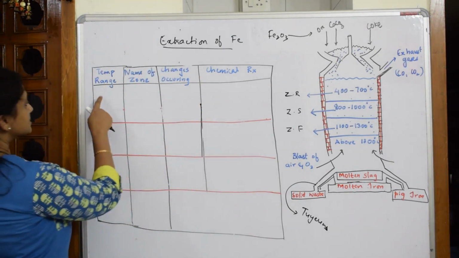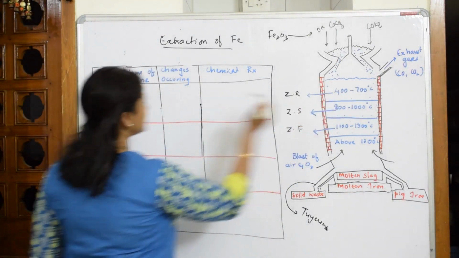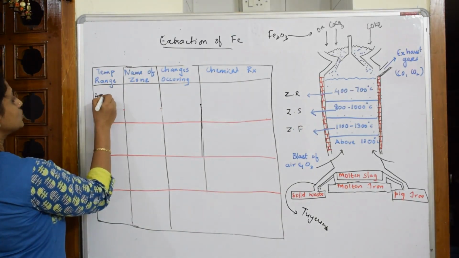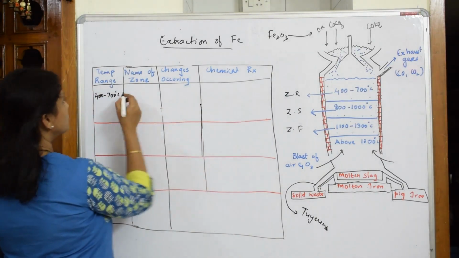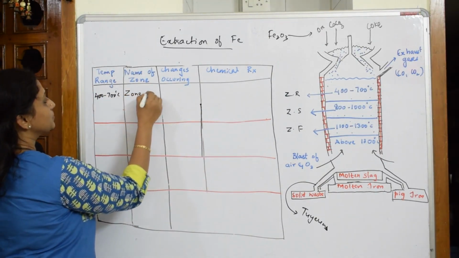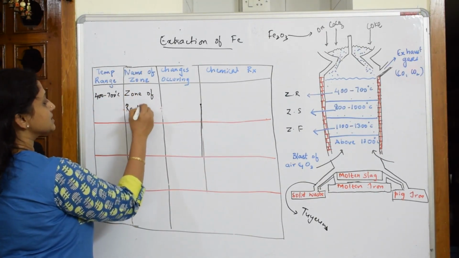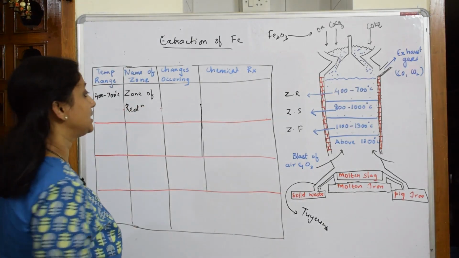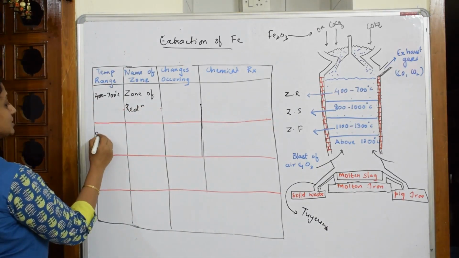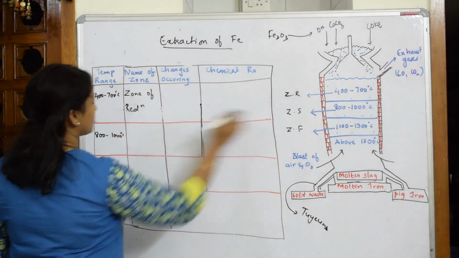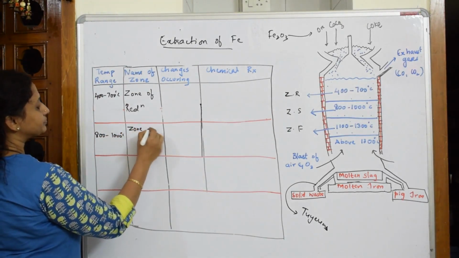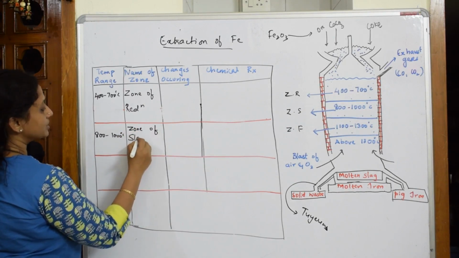Let us write. First, temperature range. What is the temperature range? It is 400 to 700 degrees centigrade. What is the zone called? Zone of reduction. Please write it like this only; it is easy for the examiner also to count. Now, the second zone ranges from 800 degrees to 1000 degrees. This is called the zone of slag formation.